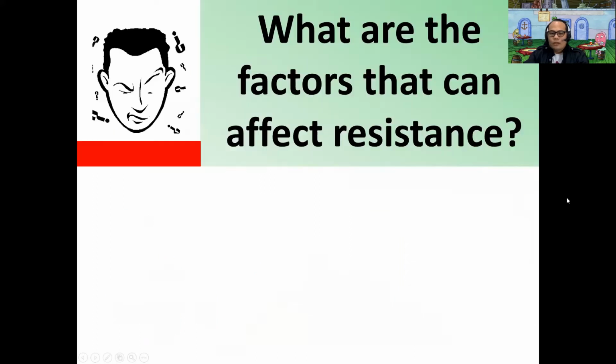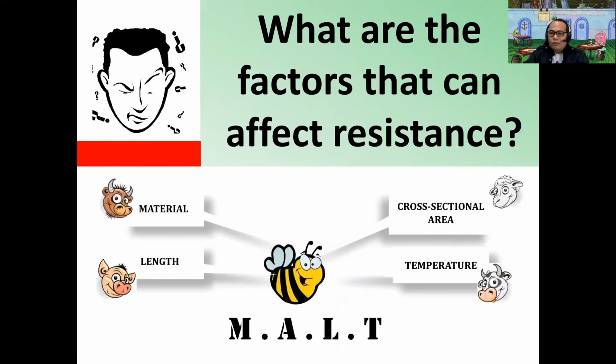Okay, so what are the factors that can affect resistance? We're going to talk about some factors that we need to consider in order to know whether the resistance of a material is high or low in a given circuit condition. We have four letters for that: M, A, L, and T, an acronym for MALT.